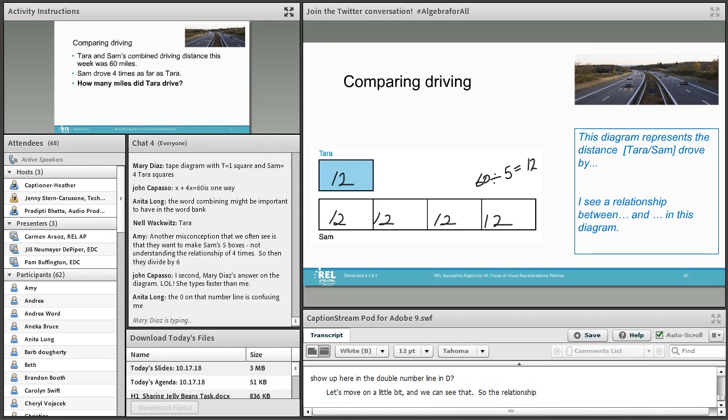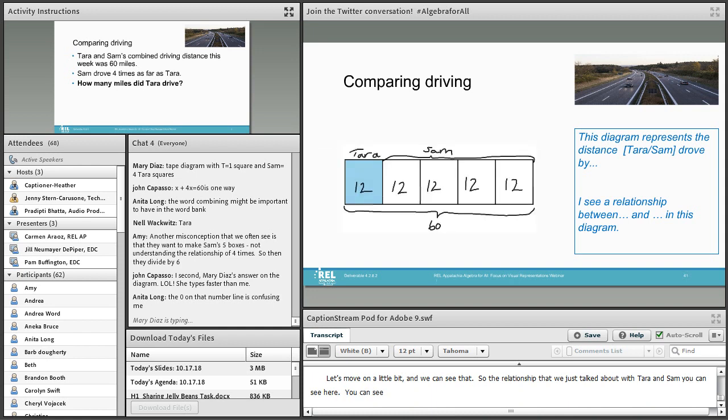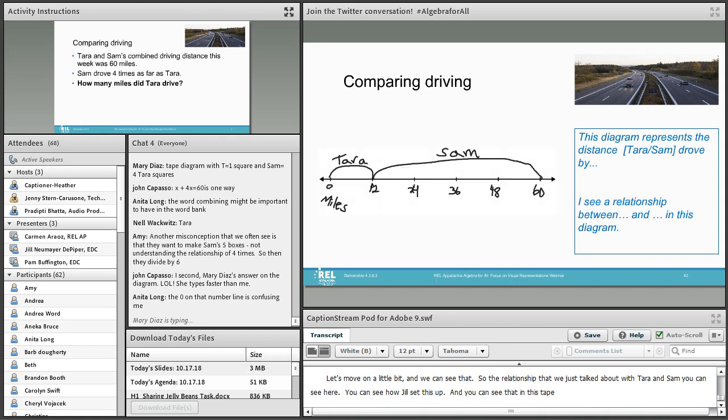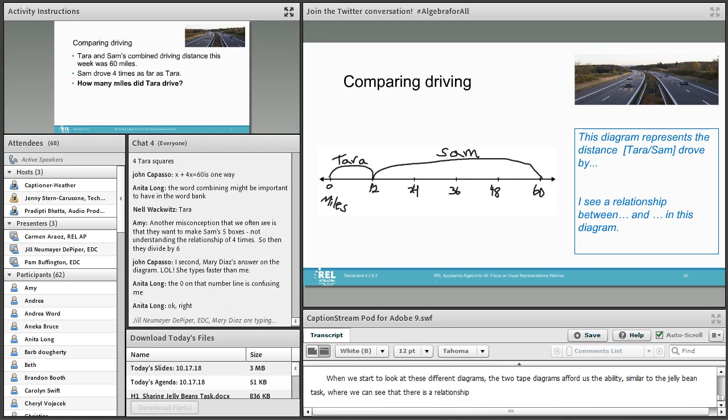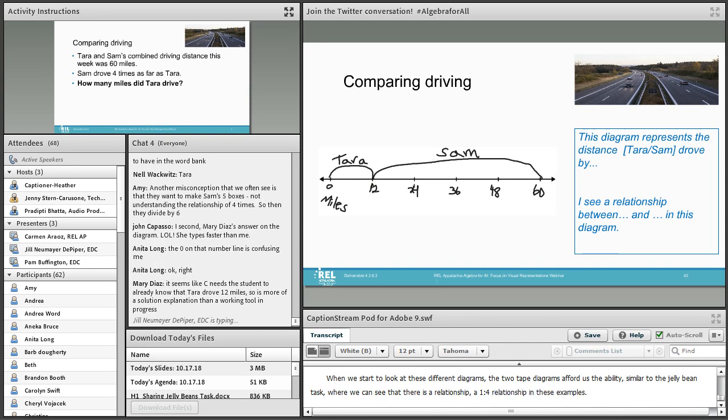So the relationship that we just talked about with Tara and Sam, you can see here. You can see how Jill set this up. And you can see that in this tape diagram as well. When we start to look at these different diagrams, the 2 tape diagrams afford us the ability, similar to the jelly bean task, where we can see that there is a relationship, a 1 to 4 relationship in these examples.